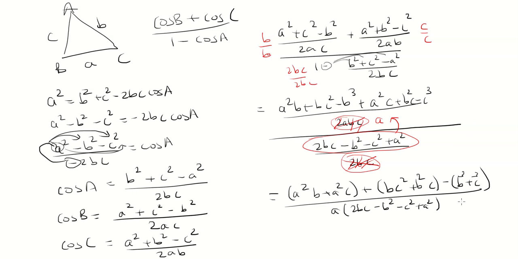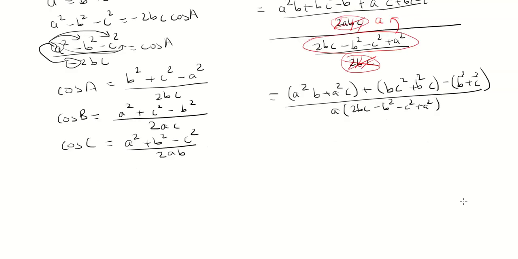For that, we can pull out an a squared in the first parentheses. We have b plus c. We can pull out a bc in the second. We have c plus b. And then this is a sum of cubes, so that's b plus c times b squared minus bc plus c squared.